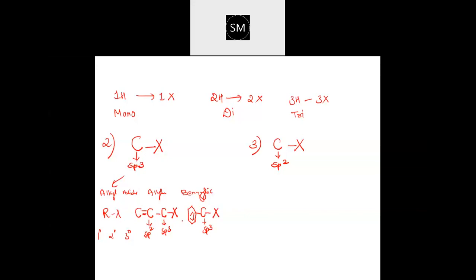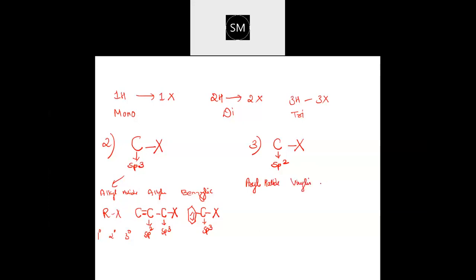Okay, aromatic ring. That was benzylic. Done. So these were the three classifications. Then we came to sp2 hybridized carbon, where the halogen is attached to an sp2 hybridized carbon. In that we had two classifications. One was aryl halide and the other one was vinylic halide.